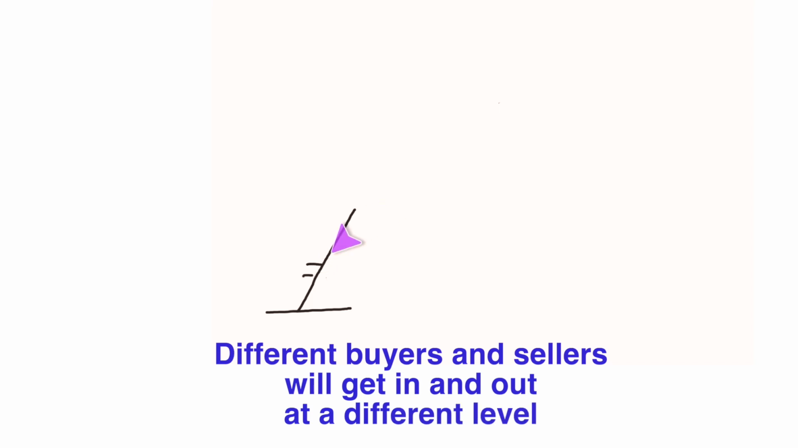Let us say from this level buyers jumped in. So as buyers are now more than the sellers, the price will move up. Now as the price is moving up, different buyers and sellers will get in and out at different levels. So let us say at this point a bunch of buyers got out and sellers came in. This will cause a slight momentum change and the price will move down. If now the buyers still have the control of the market, the price will start to move up, and this time it will move above this level.